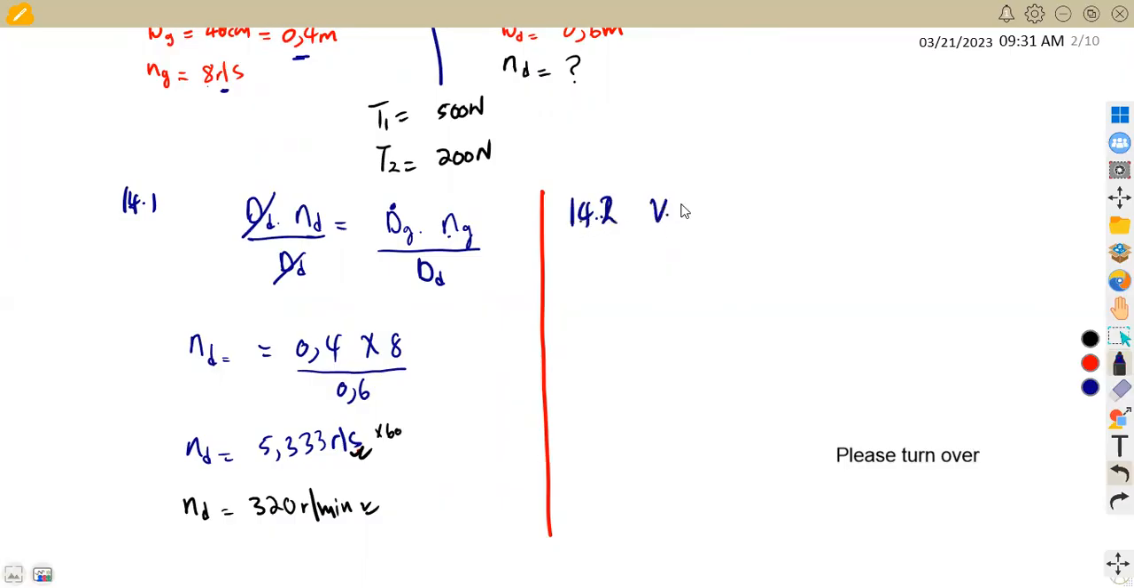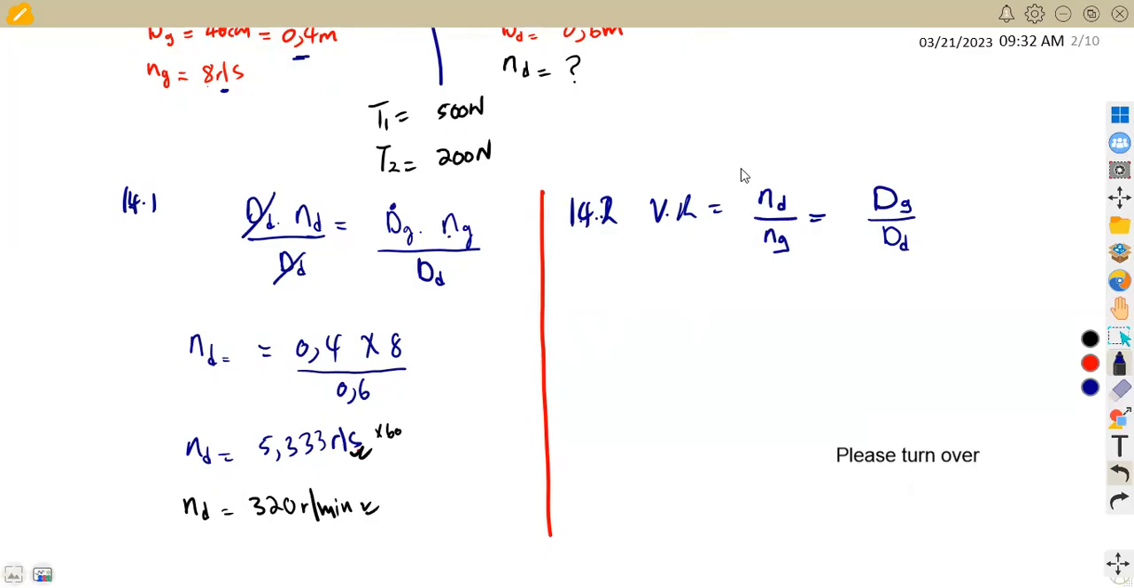Remember, we can say the velocity ratio is equivalent to the driver over the driven. So we can use the speed of the driver over the speed of the driven, or we can use the diameter. But take note, when we are dealing with the diameter, it is the diameter of the driven over the diameter of the driver. So this is the driven, this is the driver. That is what you could use in this case.